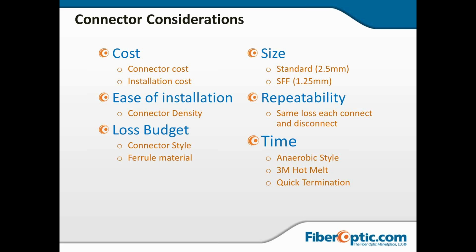And then when we're talking about time, I would be remiss if I didn't talk about the quick termination style of connectors. These are going to be the factory polished connectors with a mechanical splice essentially in the back side of the connector. Then you just strip, clean and then cleave the fiber, and insert it into the back of the connector, and there's a mechanical connection that holds the fiber in place. We'll talk in a little more detail about quick turns in a later slide as well.